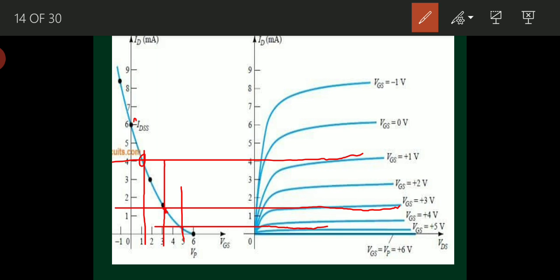So this is the point where VGS equals 0, and this is the point where VGS equals VP. Join all the points. This is the transfer characteristic. Like this, we can plot transfer characteristics from drain characteristics for JFET.